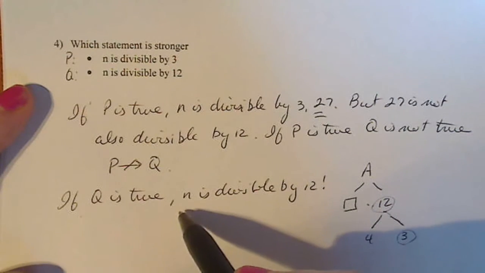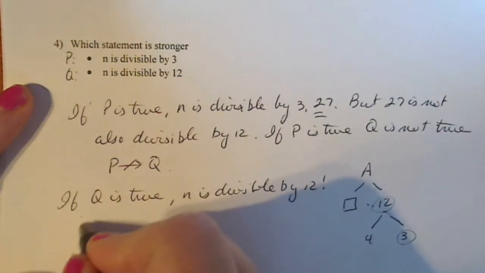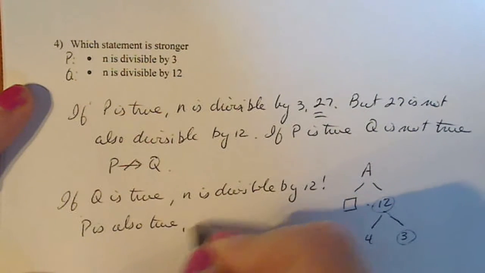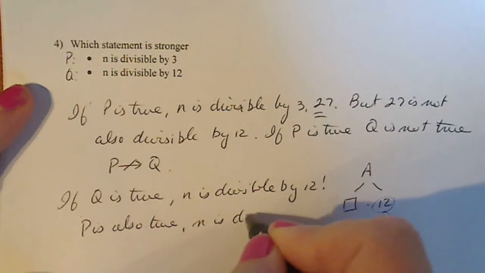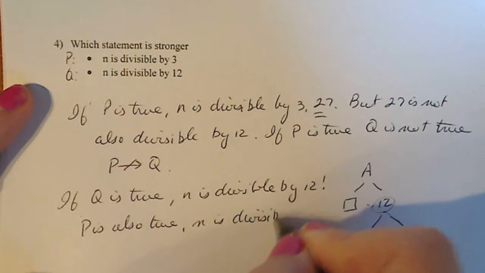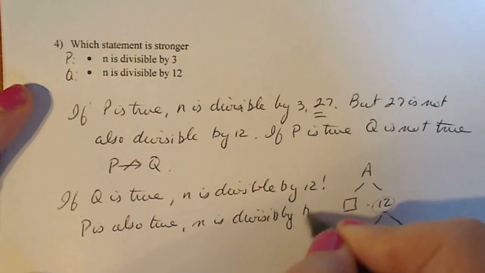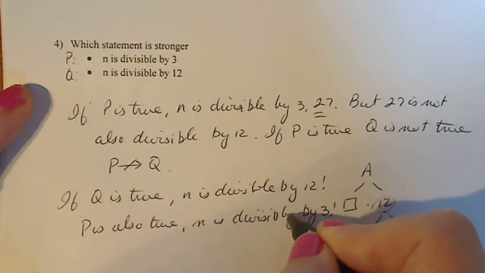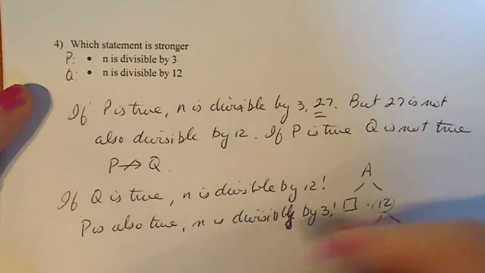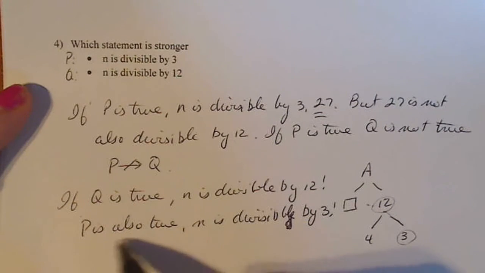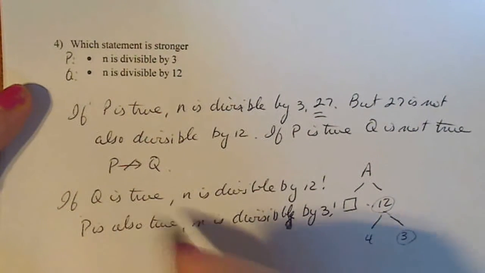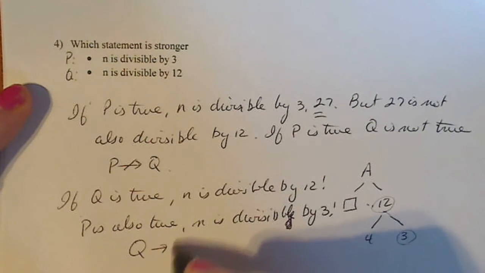So if Q is true, N is divisible by 12, P is also true, N is divisible by 3. So Q is true, P is true: Q implies P.